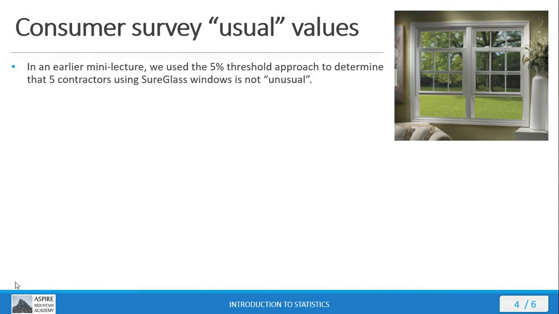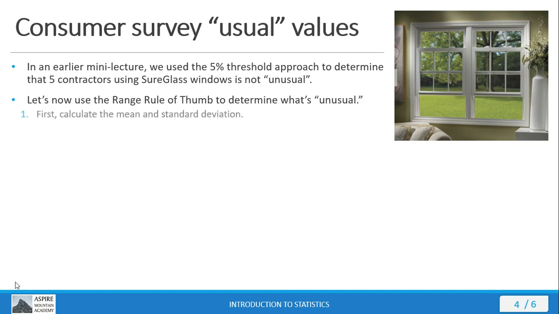Let's look at another problem that we've seen earlier. We looked at, in an earlier mini lecture, this problem with the Sureglass windows. And we used the 5% threshold to determine whether 5 contractors using these windows was unusual or not. Now let's do the same thing with the range rule of thumb, and we'll come up with a similar answer.